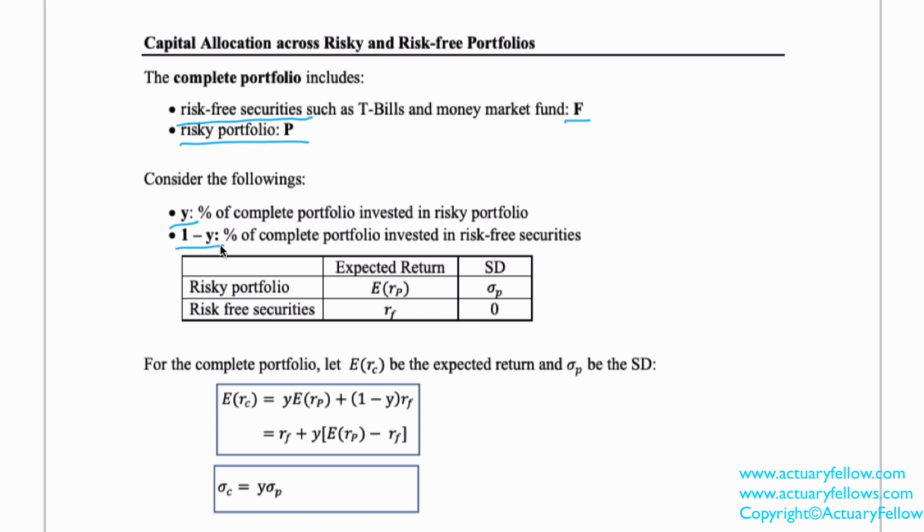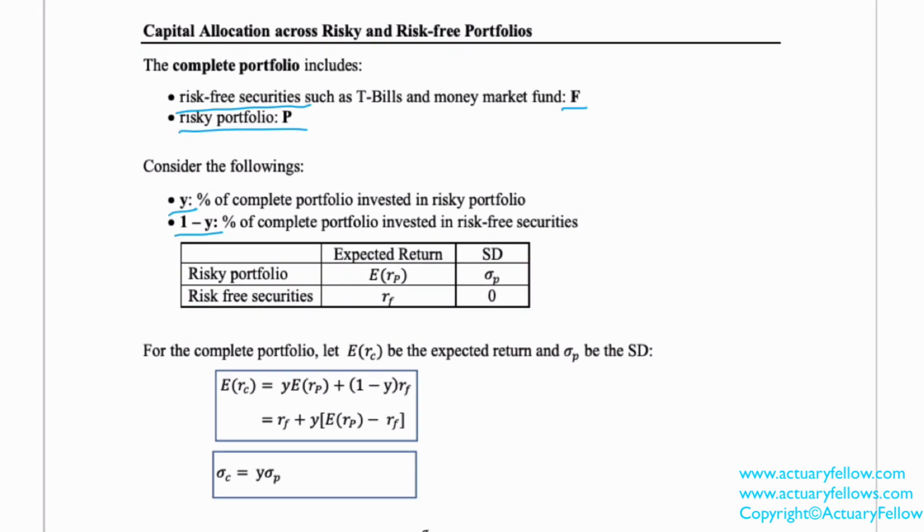in the risk-free asset. The expected return of risky portfolio is denoted by R subscript P, and standard deviation is sigma P. For risk-free securities, expected return is R subscript F, and standard deviation is 0. The complete portfolio expected return is the weighted average of the returns between risky portfolio and risk-free assets.